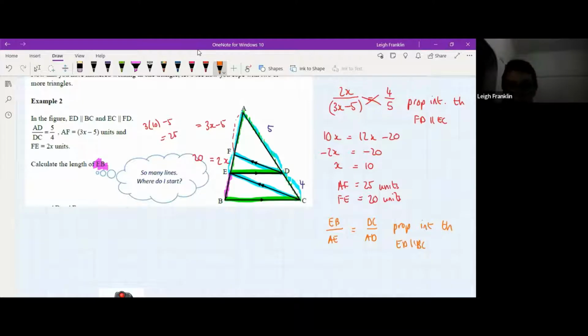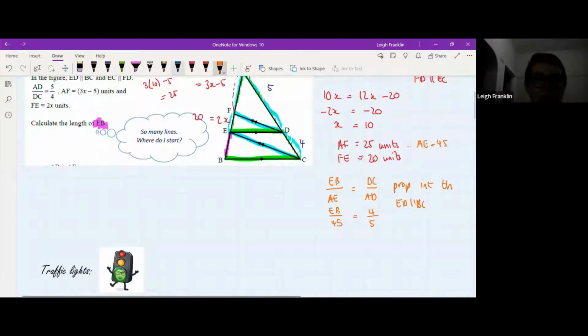EB is what I want, so I'm going to leave that as EB. AE I now know is 20 plus 25. Does that make sense to everybody? AE? Yes, ma'am. Okay, so AE is the sum of these two, so it's 25 plus 20, which is 45. So this is going to be over 45 equals DC is 4, AD is 5.